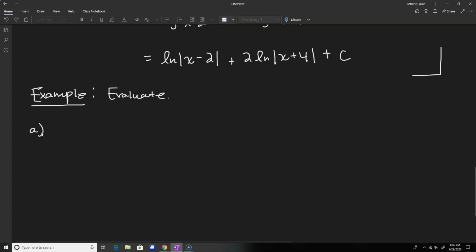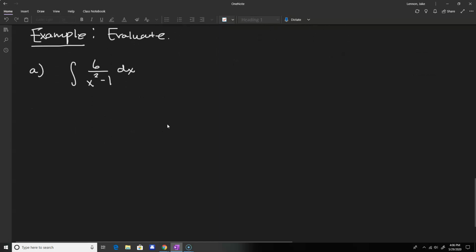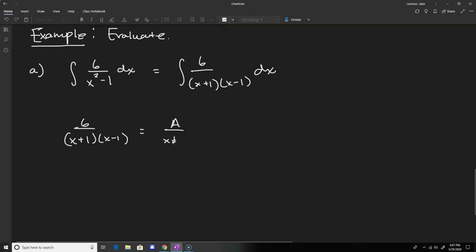So let's go ahead and start with one kind of similar to what we just did, nothing too tricky. Let's say we're looking at the integral of 6 over x squared minus 1. So what we want to do is first do the partial fractions decomposition. We're going to note that this is the same as the integral of 6 over (x plus 1) times (x minus 1). So basically we want to write 6 over (x plus 1)(x minus 1) as some A over x plus 1 plus some B over x minus 1.